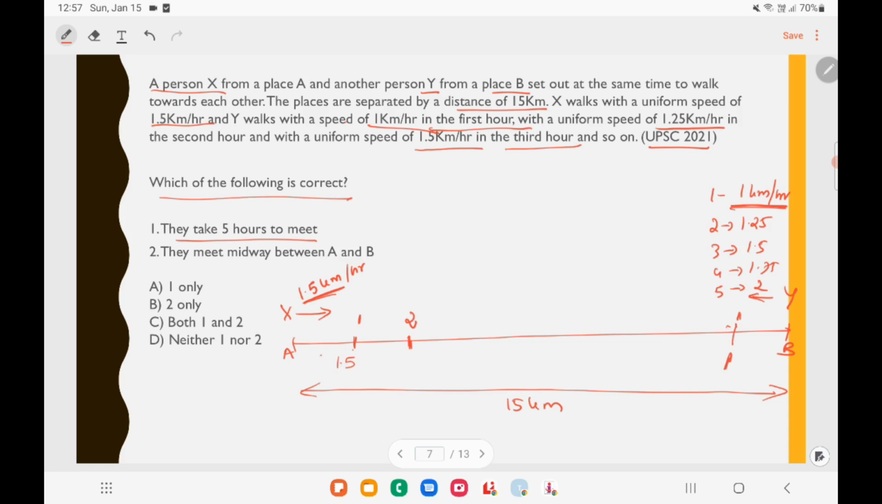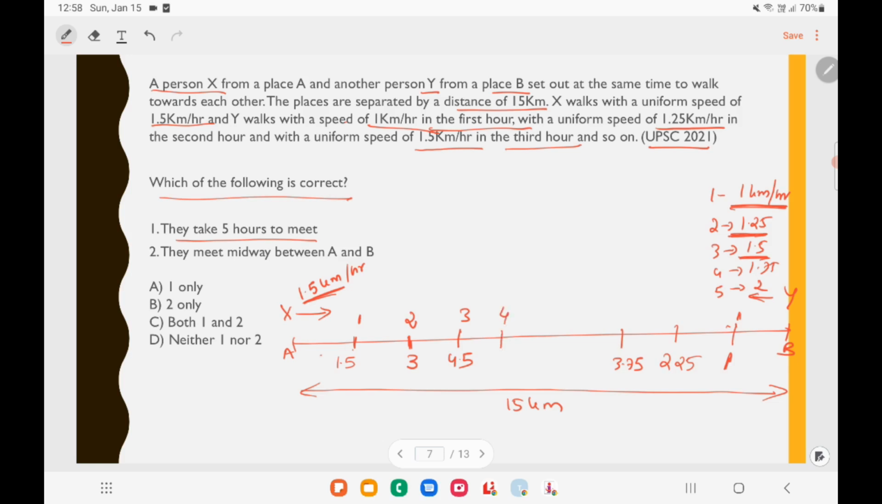X is traveling with a uniform speed. That means it will travel 1.5 km more. That is, it has reached the 3 km mark. And Y, in the second hour, travels 1.25 km, so it reaches the 2.25 km mark. Now in the third hour, X will reach the 4.5 km mark, again 1.5 more. And Y travels 1.5 km in the third hour. That means it reaches the 3.75 km mark. That is 2.25 plus 1.5, which is 3.75.